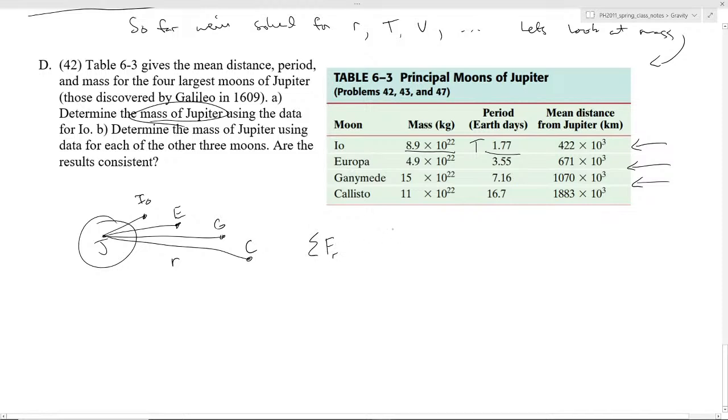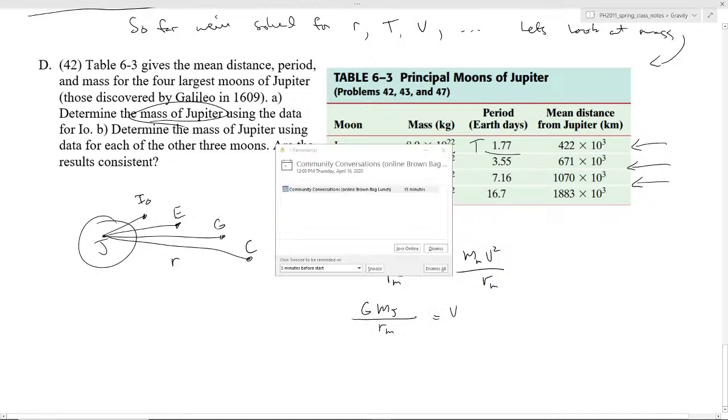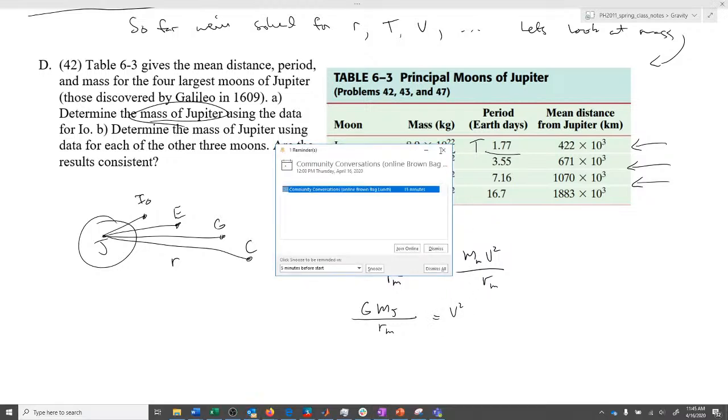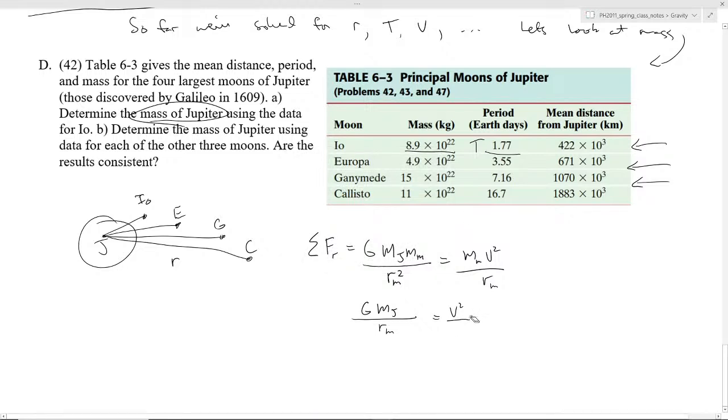Let's sum the forces in R. We know that that's going to equal the gravitational force. I'm going to put this in general terms and just call each one mass moon. And we know that that would be the mass of the moon times v squared over r, i.e. that's the magnitude of the centripetal acceleration. We could, of course, cancel out all the stuff that's common. And I should really say this is the velocity of a particular moon.